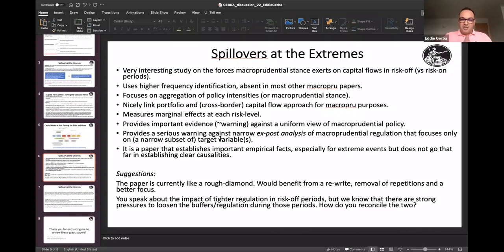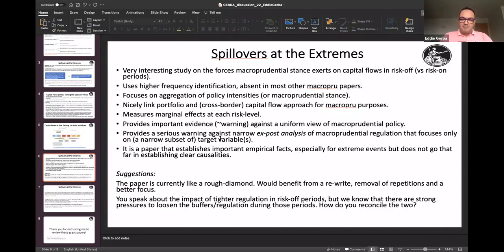So, suggestions. The paper is currently like a rough diamond, as I call it. It would definitely benefit from a rewrite, removal of repetitions, which I found, and a better focus. I guess it's still a work in progress, so perfectly fine, but it would help the reader, definitely.